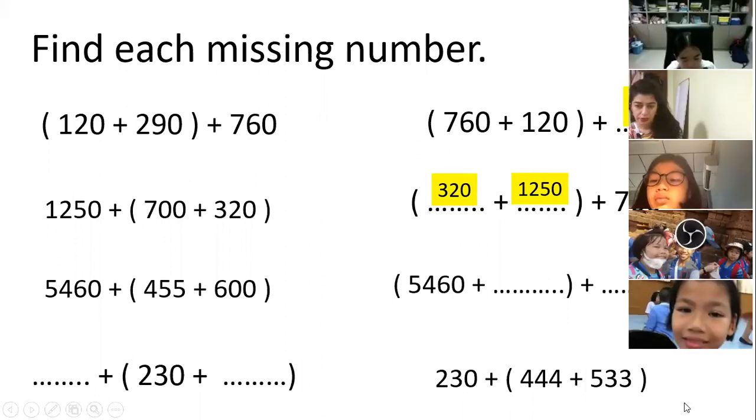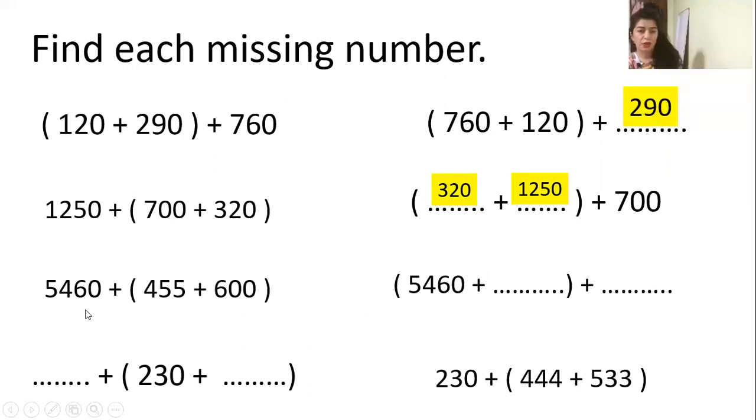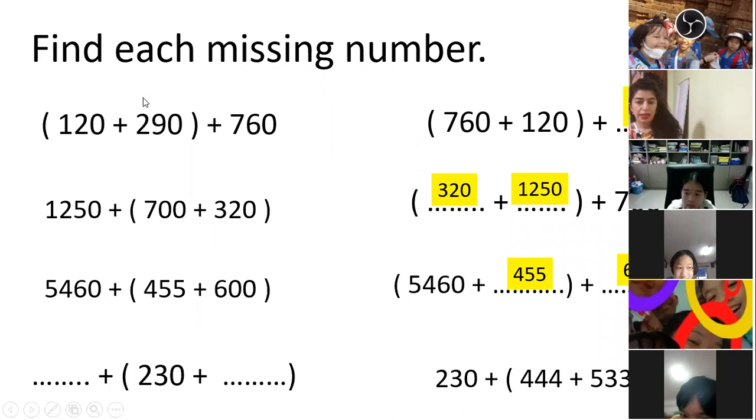Who is here? I should ask you. Bonus, yes. Come and answer the next one. Bonus, please answer the next one. Okay. 455 and 600. Very good. 455 and 600. You're right. Very good.